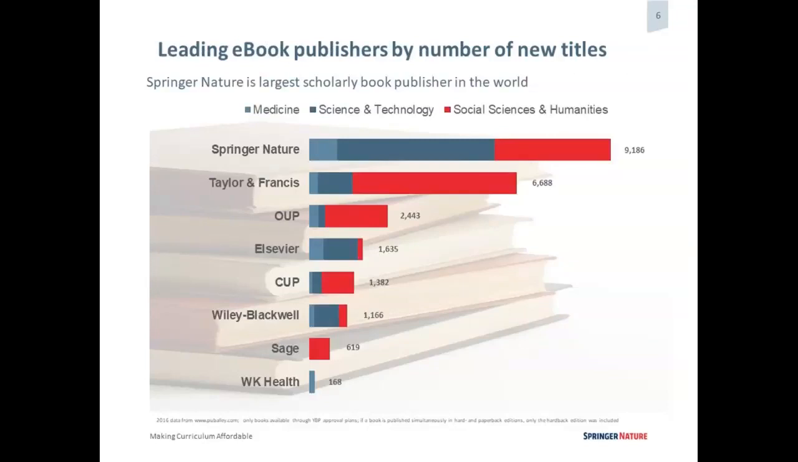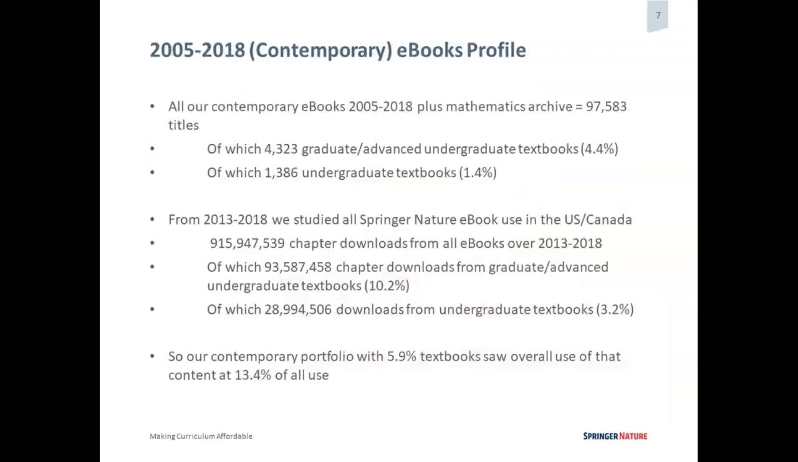This gives you a sense of the scope of what we publish on the ebook side. You can see that the majority of our ebooks are in what's commonly called STEM fields. But through the merger, we now have quite a portfolio of social science and humanities content as well. And then you can see some of our other publishers that you're familiar with and the size of their portfolio.